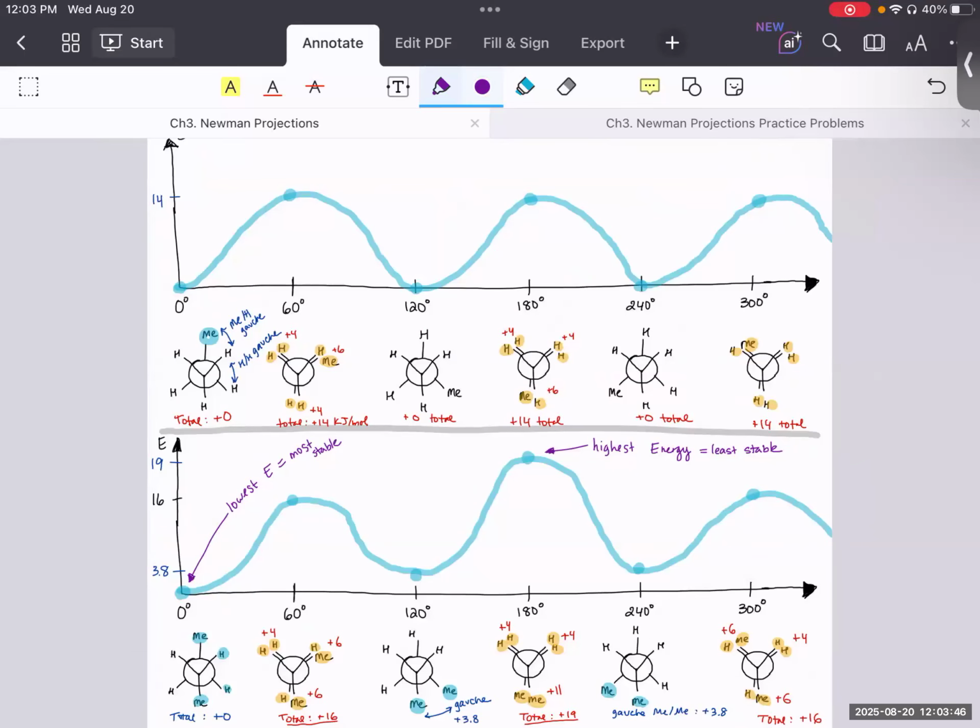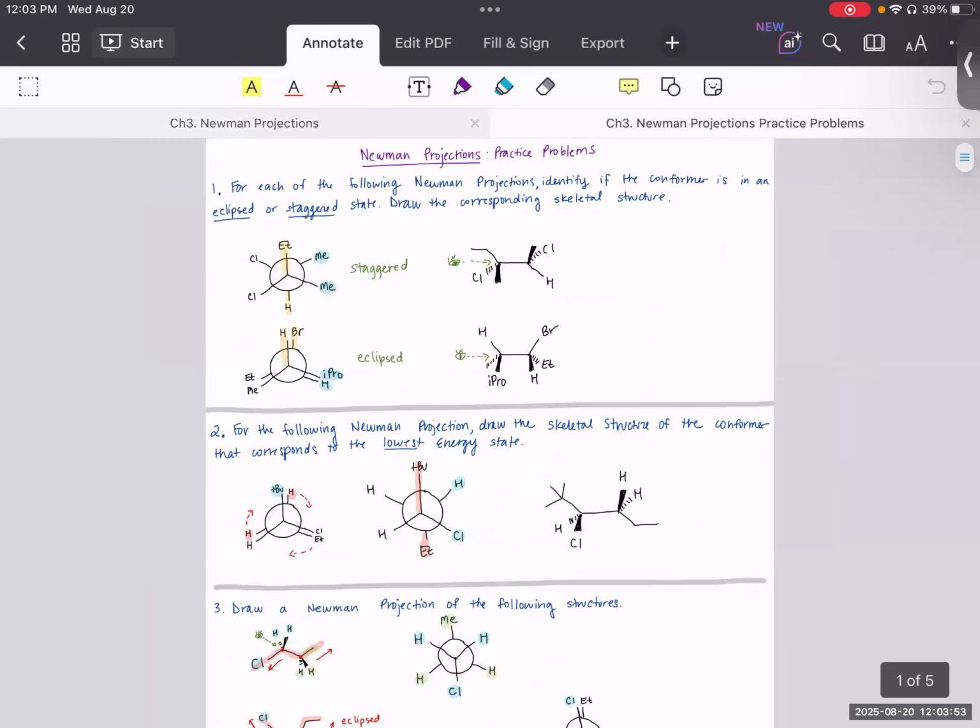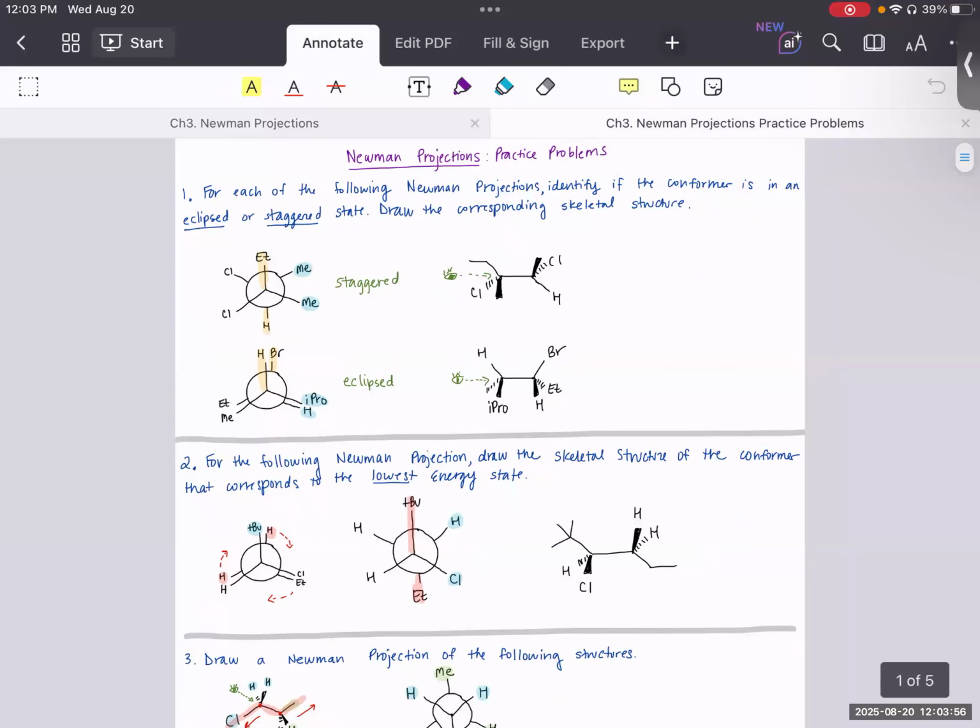All right, so that wraps up the conformational analysis of these three molecules. If you haven't done so already, I recommend going through these Newman projection practice problems, and there should be a video posted with the solutions for those as well.